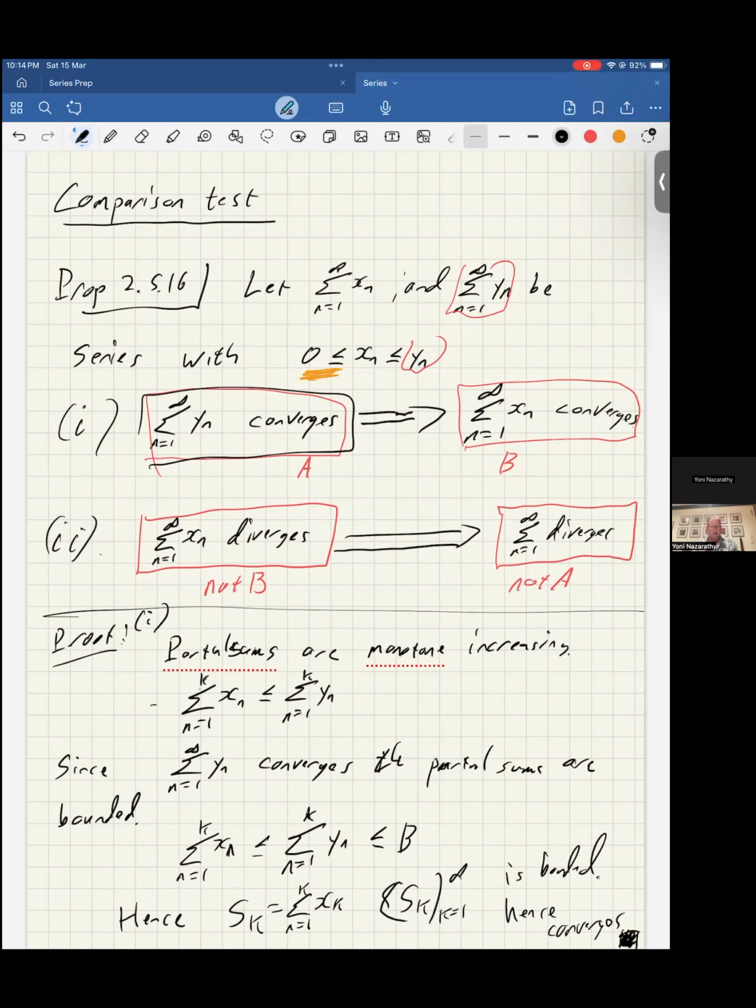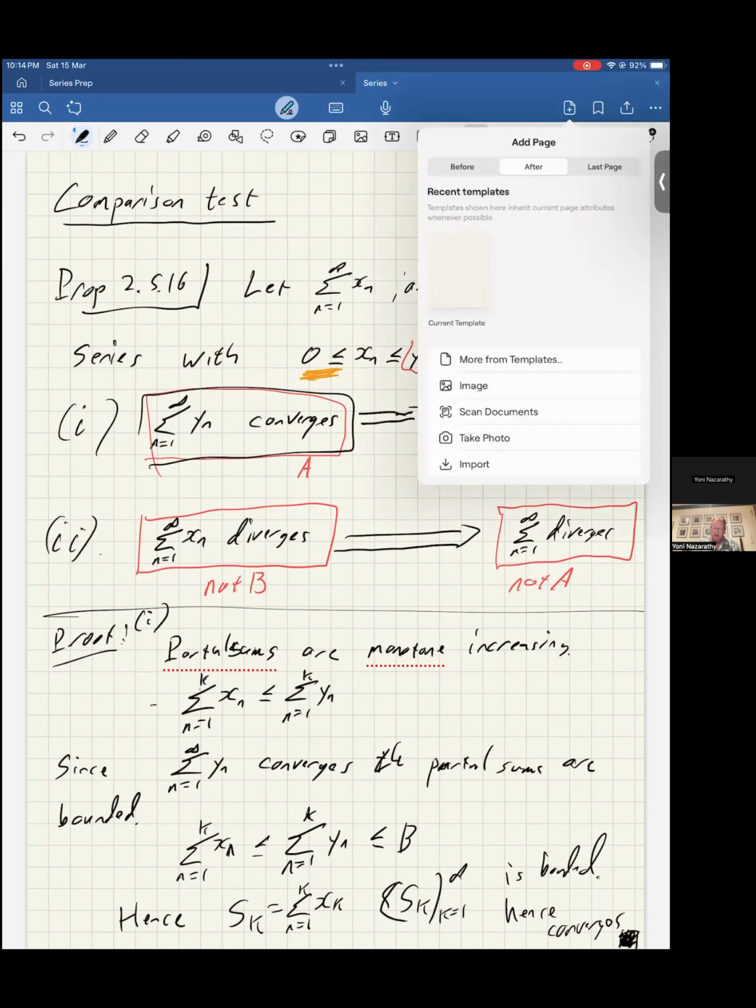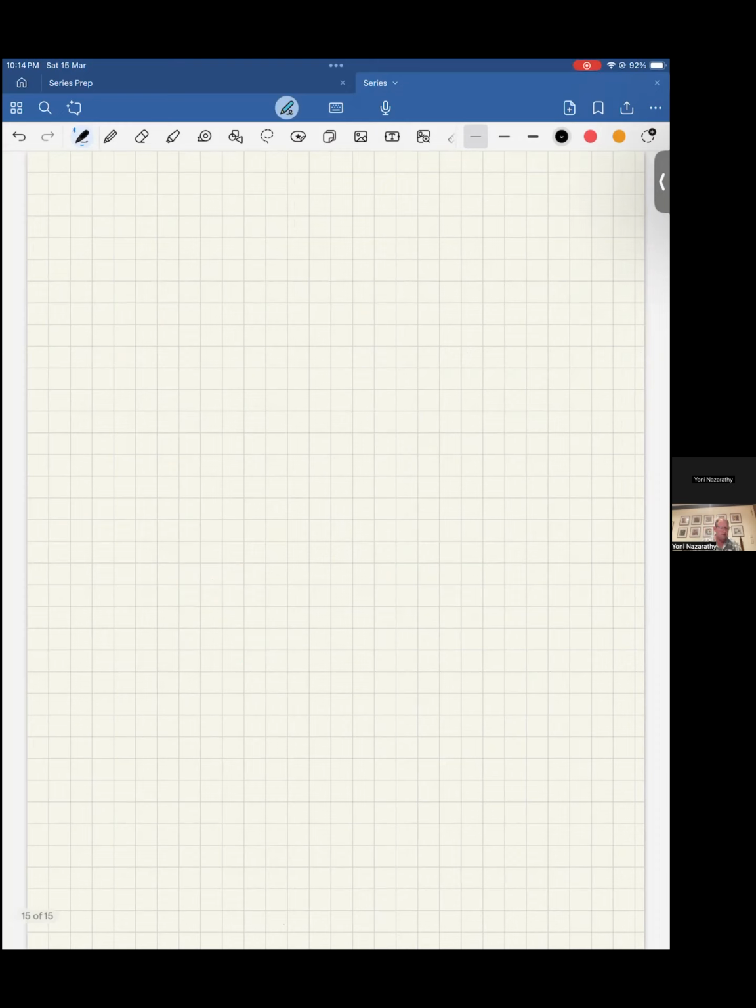Now, this theorem goes hand in hand with a very popular series called the p series. It doesn't have to go just with that series, but the p series is a series we compare to a lot. Let's write this as proposition 25.17, the p series. This is one for which we'll skip the proof. I'll just say a few comments about the proof. Sometimes this is called the p series proposition or the p test.